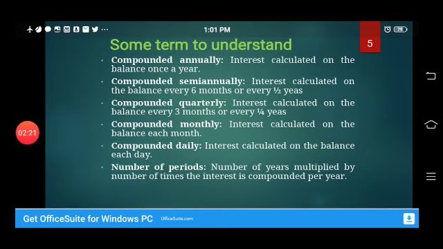And daily means that you are giving it on a daily basis, and for daily we take 360. So the number of periods is the number of years multiplied by the number of times the interest is to be compounded per year.